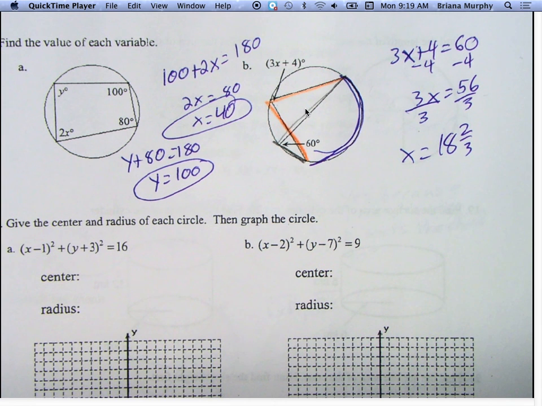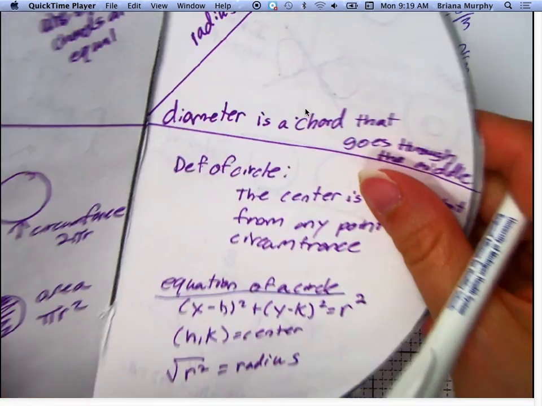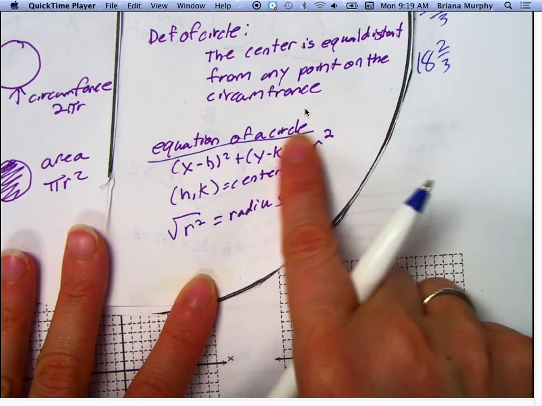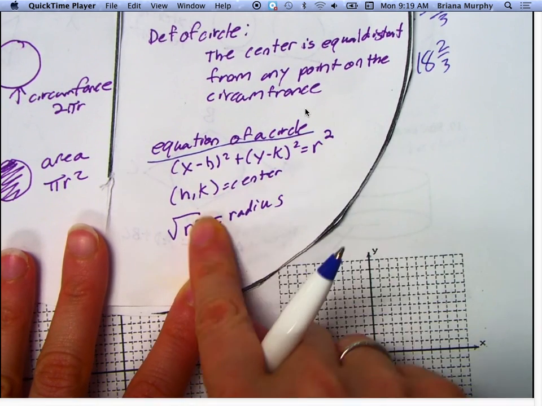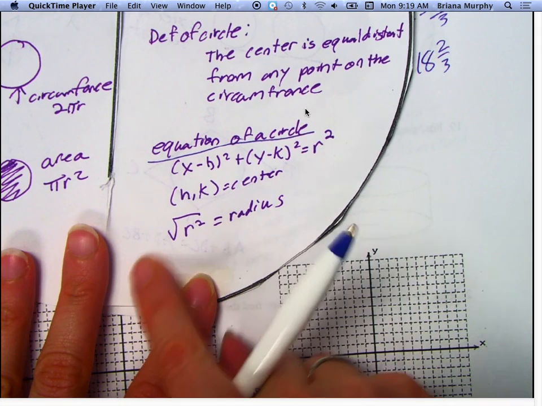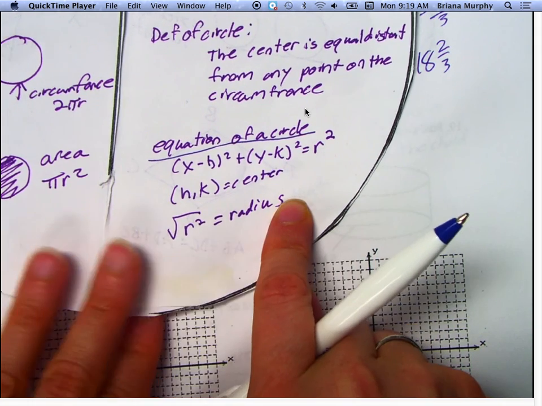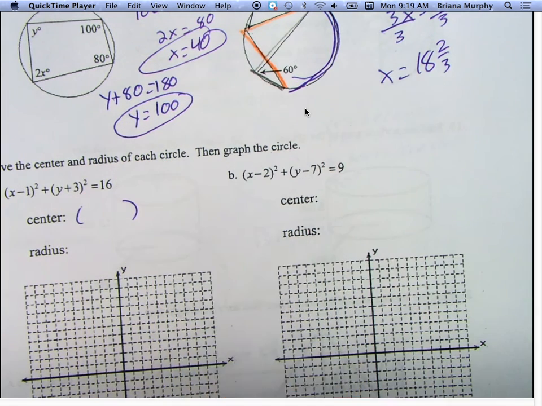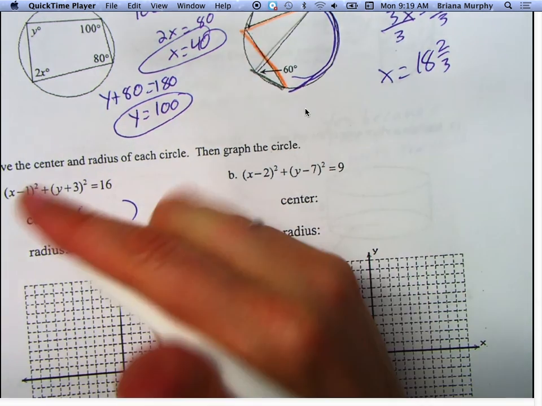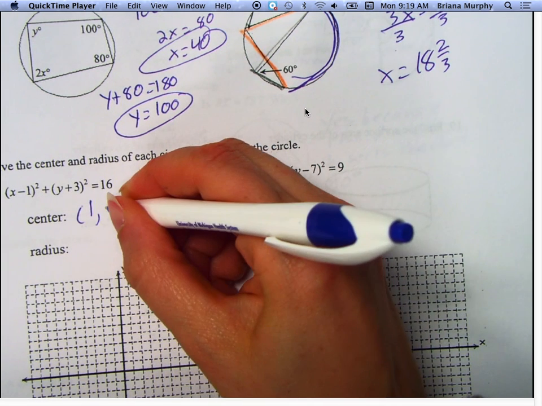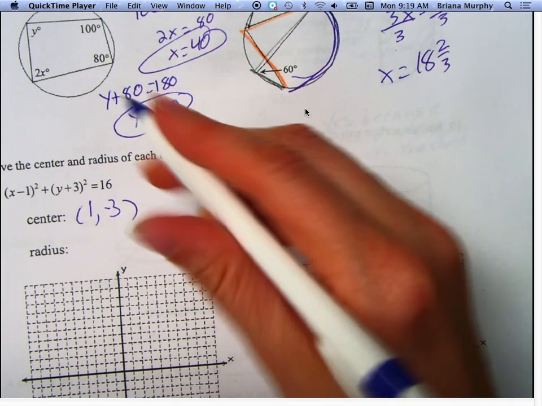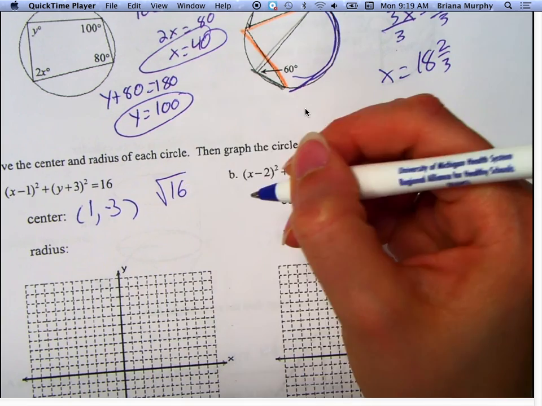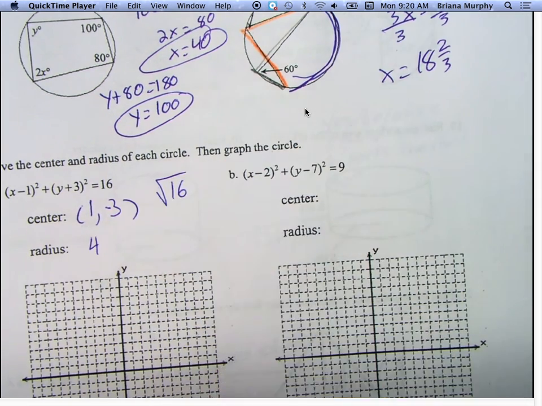All right, 16. What does this say right here for 16? The equation of a circle, where h and k are the center and the square root of r is my radius. So what is the center of this one for A? What's the opposite of -1 and +3? 1 and 3? And what's the square root of 16? 4. So where do I put my first dot?